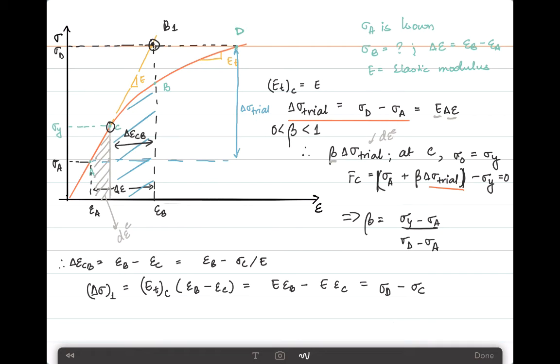Now this therefore is the point B1. So we can also write over here that sigma B1 is equal to sigma D. Right, so we have sigma B1, which is sigma D, and we have sigma C, which is also the same as sigma Y. Now what we can do is we have sigma D at the point B1, so we can now calculate again using the tangent stiffness at the point B1, which is given as the tangent stiffness at the point D.